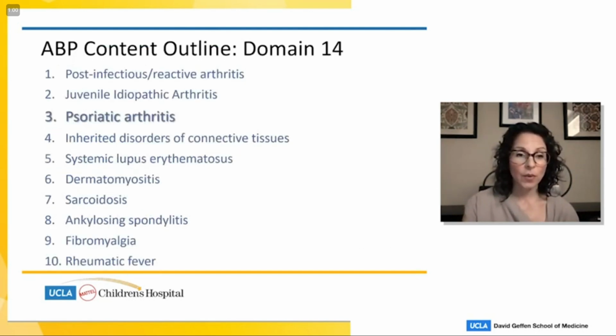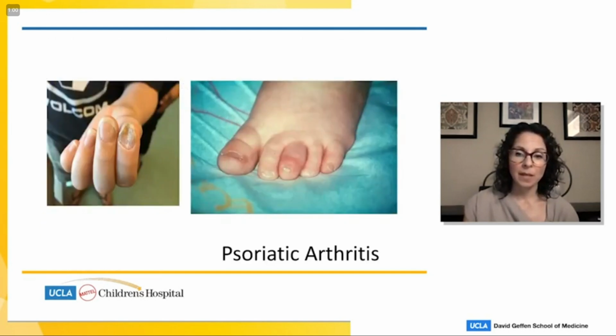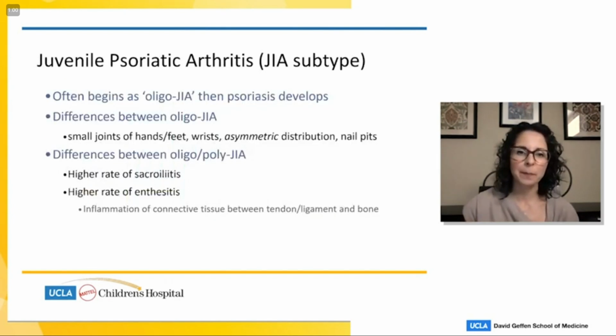Let's move on to psoriatic arthritis. I think pictures are so terribly important in memory, so you're going to see a lot of pictures from me, including onychomycosis, as seen here very typically in psoriatic arthritis, as well as dactylitis, or sausage digit, seen in psoriatic arthritis. So this is a specific JIA subtype.